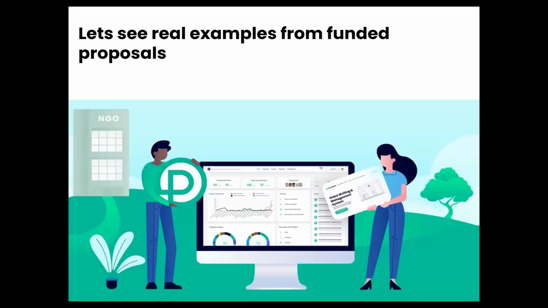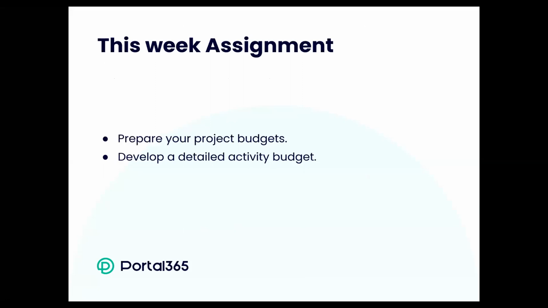And maybe we could go to real examples from funded proposals, or we can develop ourselves now on an Excel sheet or directly in Portal 365. Before we go to the Excel sheet or Portal, I hope that each of you who is working on your own proposal to prepare your project budget, develop a detailed activity budget also for the items that need details.